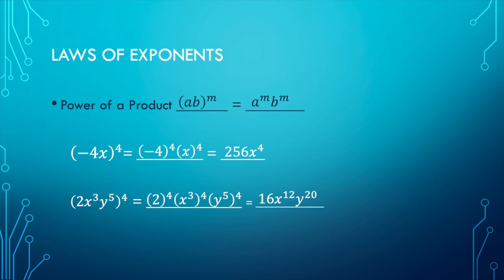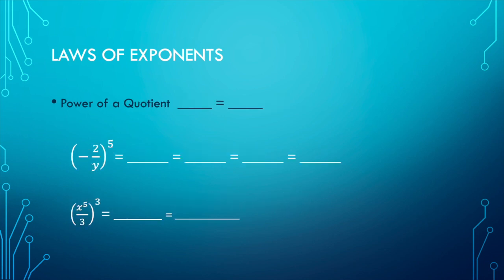All right, last law or last rule, which is power of a quotient. Very similar to power of a product. So this is when you have a quotient, it will be one expression where something is divided by something else, and that is all raised to the m power. Well, I can divide that up, and say that that's a to the m divided by b to the m. So I can just apply this exponent to both the numerator and the denominator. Okay, so let's look at how we would apply that here.